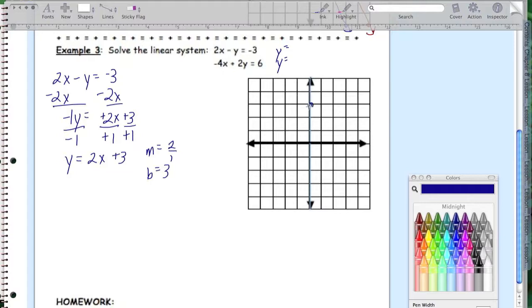So let's go ahead and graph 2 over 1, 3. So I'm going to go up 3, and then up 2 over 1. Or down 2, but to the left 1. If I were to do a negative, negative, this is the same thing as a positive. So here's my first equation's graph.